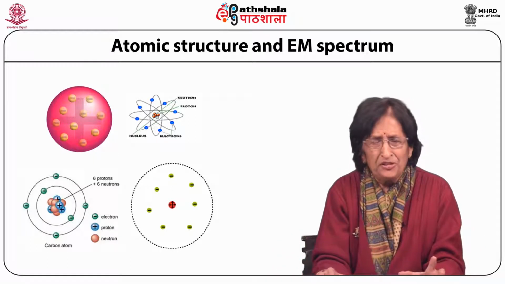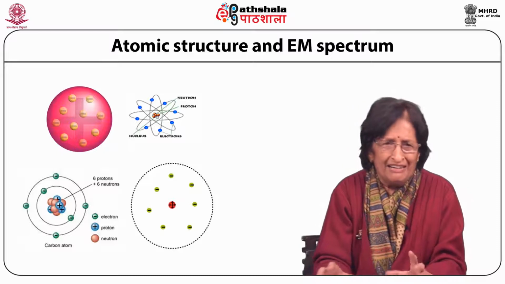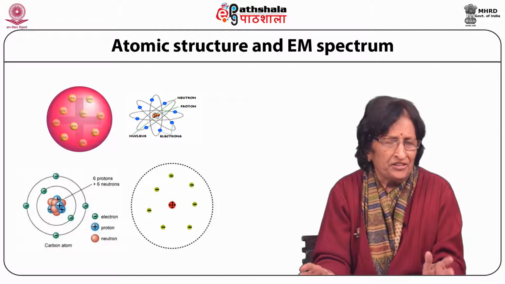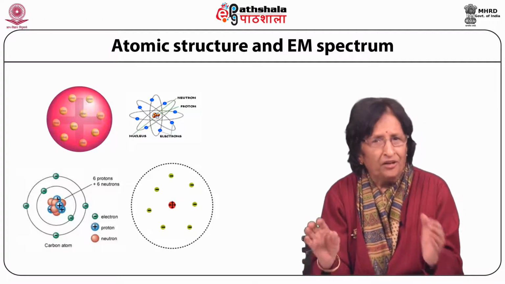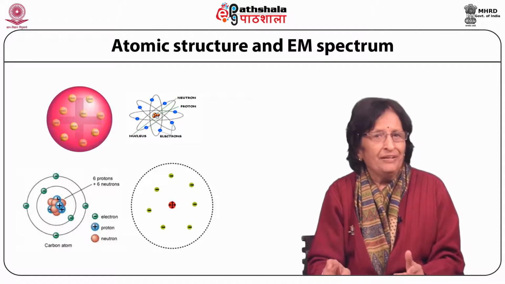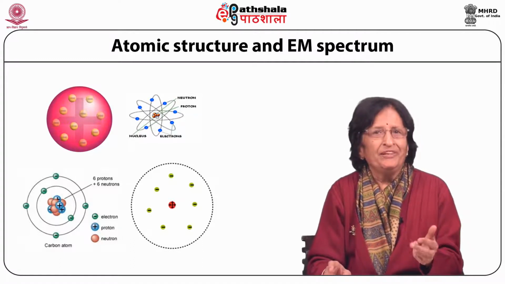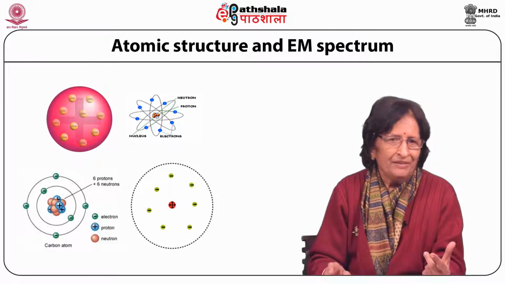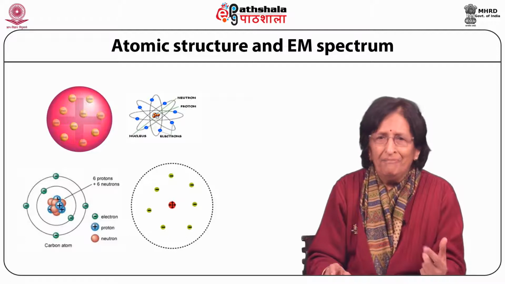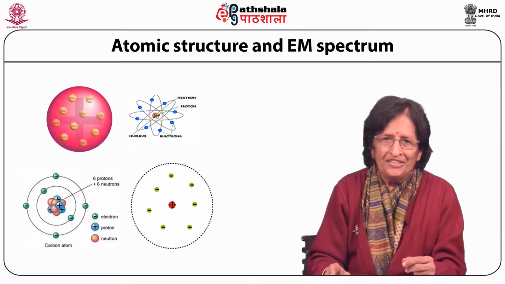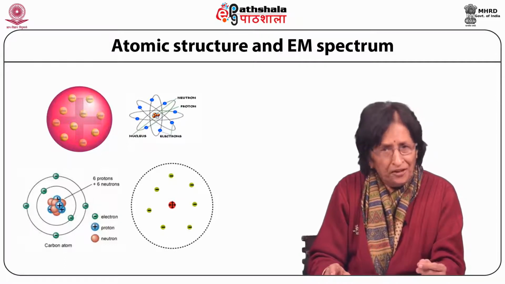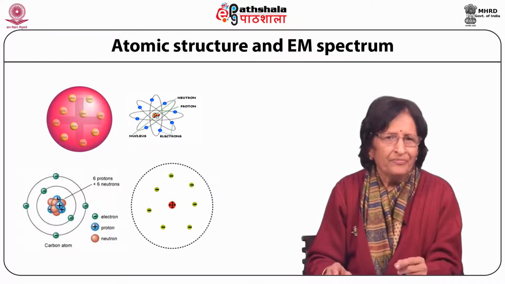But then this was also not complete, because from the mass and charge and whatever values they had at that time, this was not a complete picture. The picture got completed after the discovery of the neutron in 1932 by James Chadwick. He discovered the neutron and completed the atomic structure. He said that it has a nucleus with protons and neutrons.